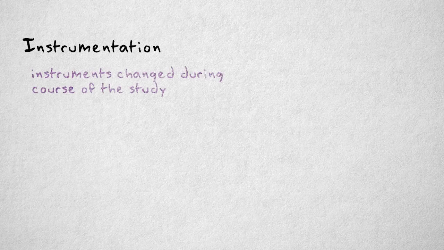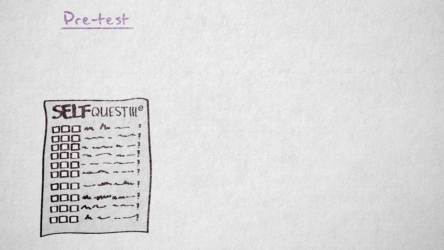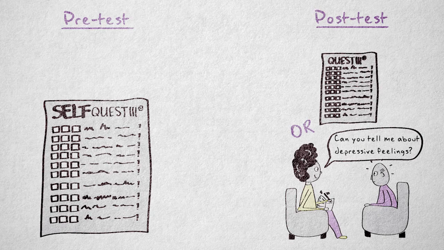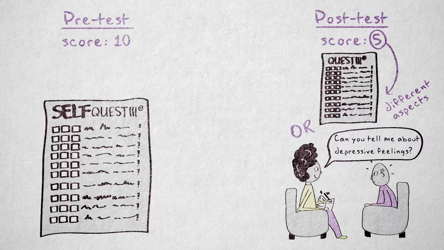The second threat that relates to measurement methods is instrumentation. The threat of instrumentation occurs when an instrument is changed during the course of the study. Suppose I use a self-report questionnaire to measure depression at the start of the study, but I switch to a different questionnaire, or maybe to an open interview, at the end of the study. Well then, any difference in depression scores might be explained by the use of different instruments. For example, the scores on the post-test at the end of the study could be lower because the new instrument measures slightly different aspects of depression.